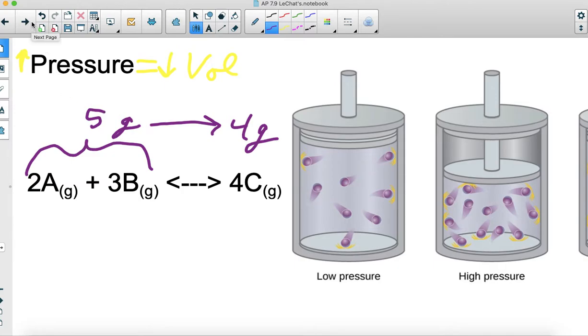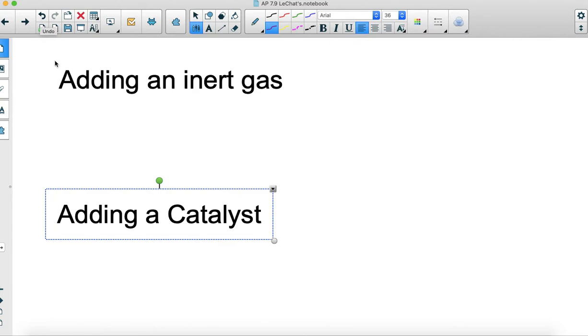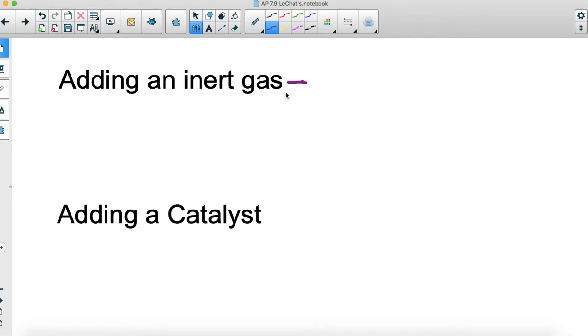Hopefully that makes some sense. The other way that you can increase the pressure is by adding an inert gas. What is an example of an inert gas, my friends? What's that you say? Helium. Helium, indeed, is an inert gas.